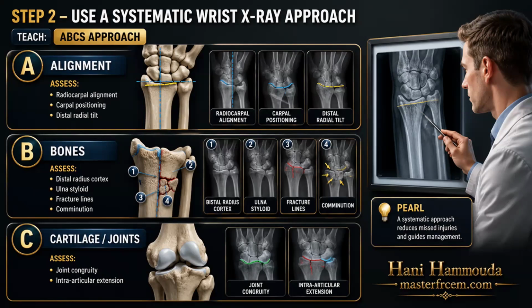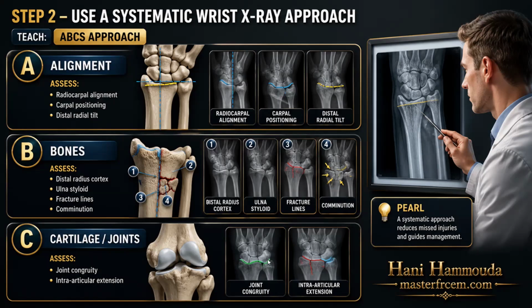Bones: you will check the distal radius cortex, this area, and the ulnar styloid, this area. Why should I mention these points? Because these are the common fracture sites. Fracture lines, the one in the midline, and the comminution like this. Cartilage and joint: you will assess congruity, which means the curve is smooth. Intra-articular extension: any problem or disruption in the joint congruity means a fracture.